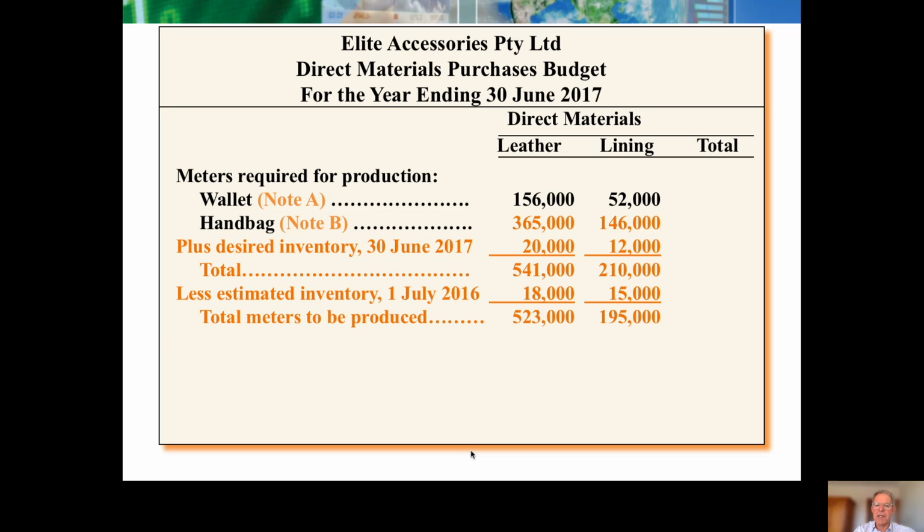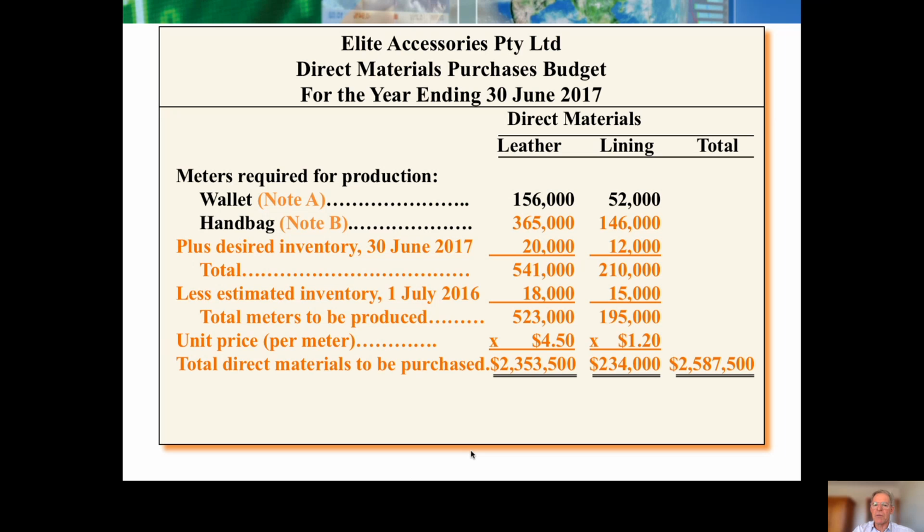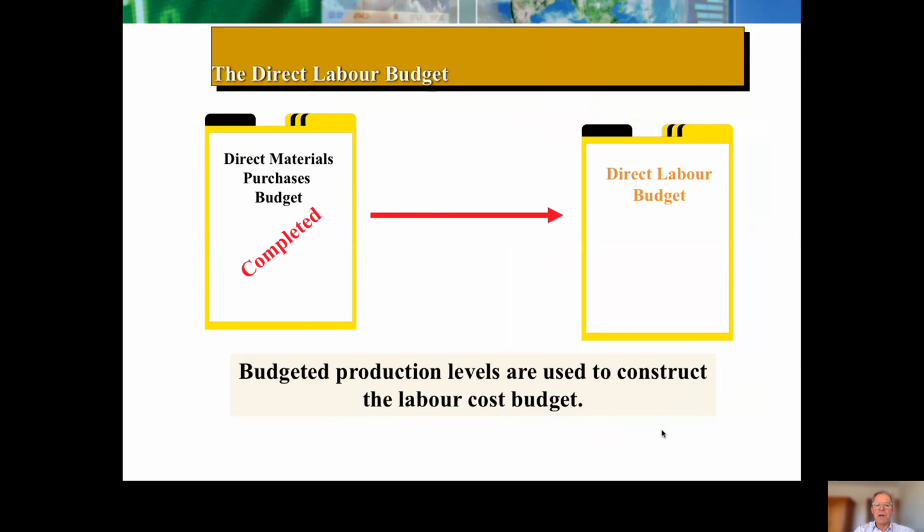Very similar, just gather the data. We keep repeating the process. We'll do some questions in class. Finally, put a dollar value on it per metre. Once we know the total metres we need to be able to meet our production requirements, multiply by the unit price, and we've got our direct material purchases budget for our different direct materials. Done the direct materials purchase.